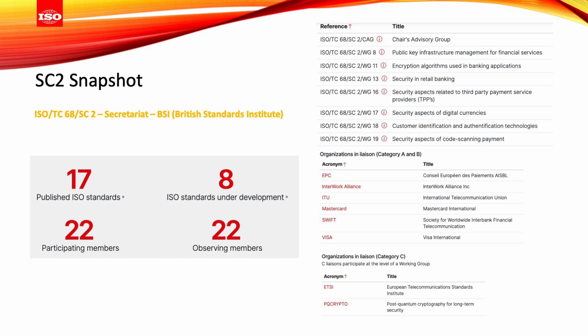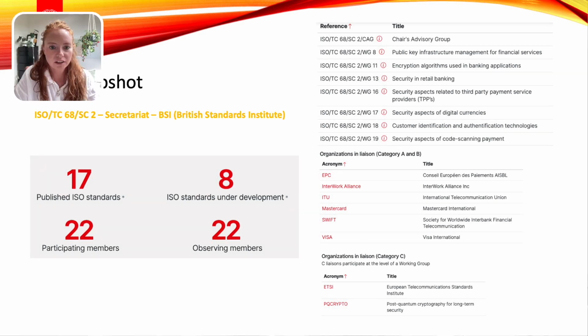So SC2 has the Secretariat under the British Standards Institute. So the UK is responsible for the operation of SC2. As you will have noticed in TC68, the Secretariat is the US, and the other subcommittees are run by France and Switzerland. So there is a good breadth of expertise and geographical coverage in the management of various subcommittees under TC68. That is also extended even broader as we get into the working group level.